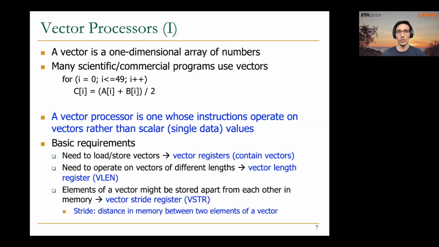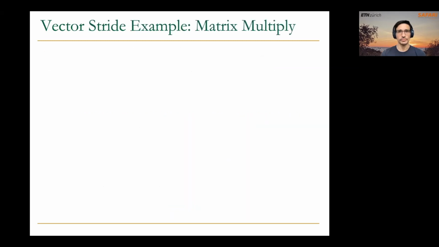And also, we need to have a way of accessing memory. In the particular case of this code, all the accesses are consecutive. So all elements accessed from arrays A, B, and C are consecutive, so the stride between these elements is just 1, but it's not going to be the case for all workloads. So that's why we need to have a vector stride register that tells us the distance between consecutive accesses in memory of a vector, in order to calculate the addresses that we have to access in memory.